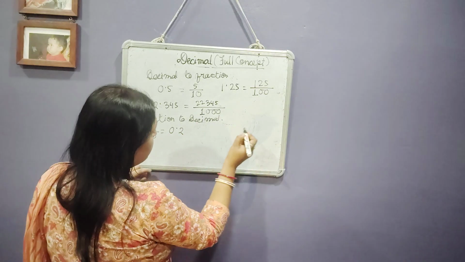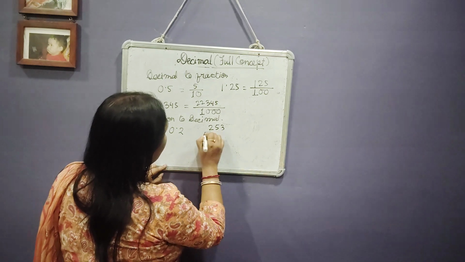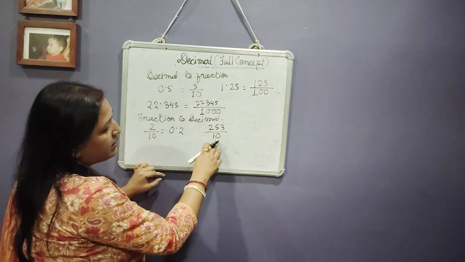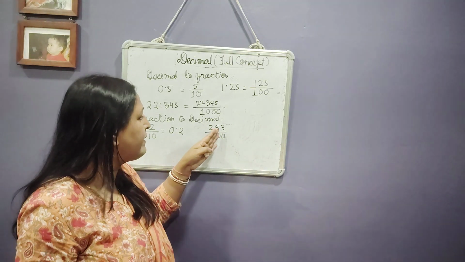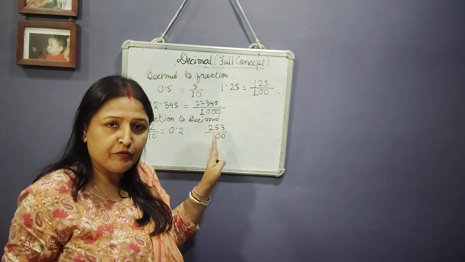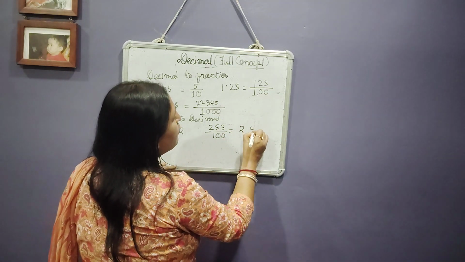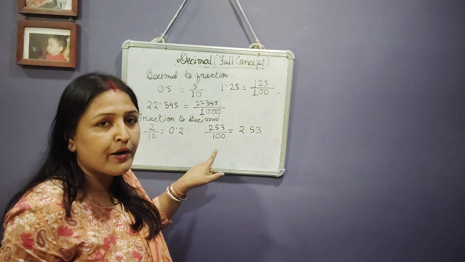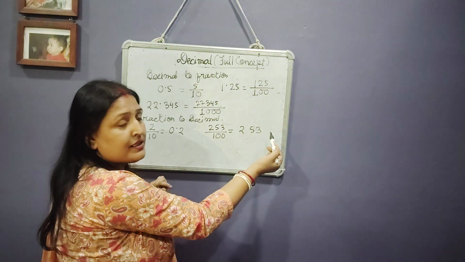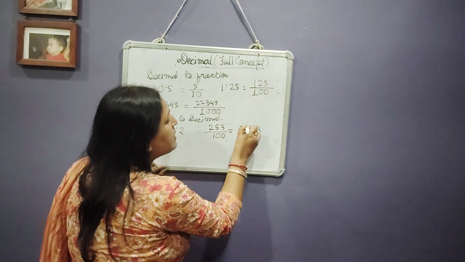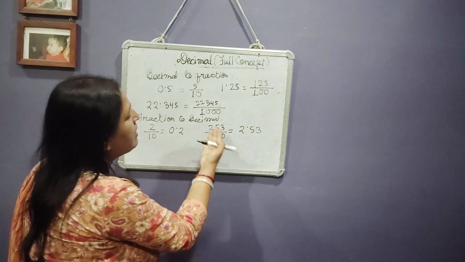Okay, now I will give another example. Let us take another number, 253 divided by 100. If you convert it into a decimal, you write the number 253. Now count the number of 0s in the denominator, 1, 2. We will count from this side, 1, 2. Before 2 digits, we will put the decimal. So in this way, you can convert a fraction to a decimal.